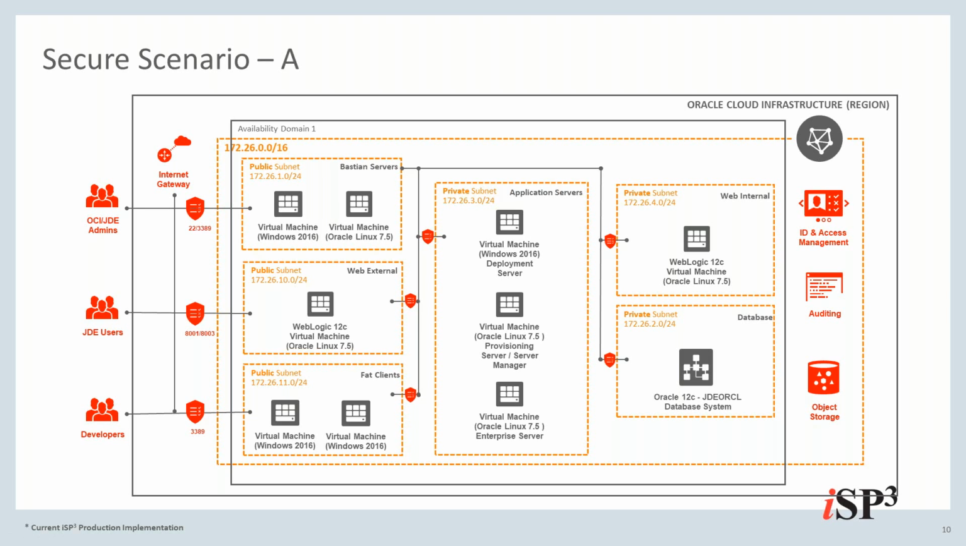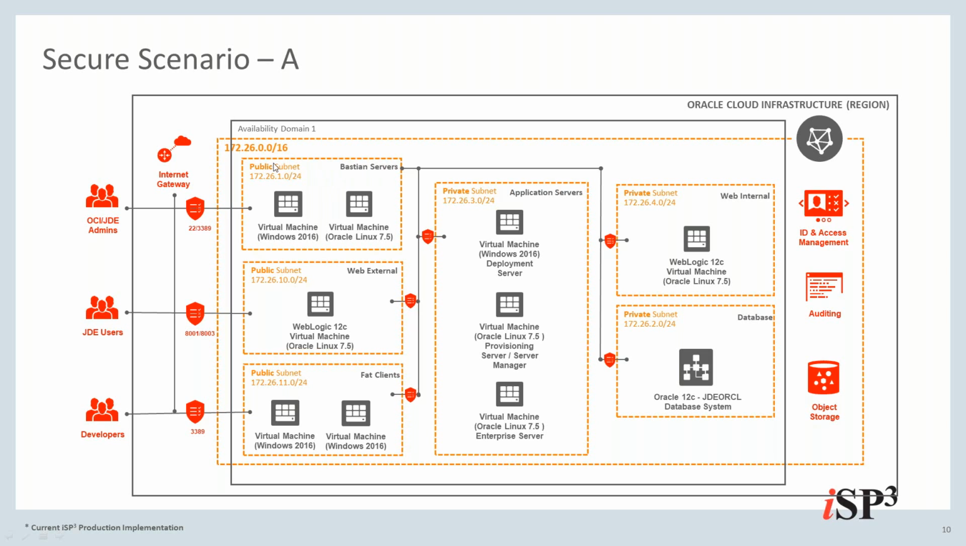For example, if you take the WebLogic server, that is one of the servers we need to expose so that the users would have access to the URL. So definitely that needs to sit on a public network. Again, the developers need access to their development clients. That sits in a public network. I also created another subnet called the Bastion server network.